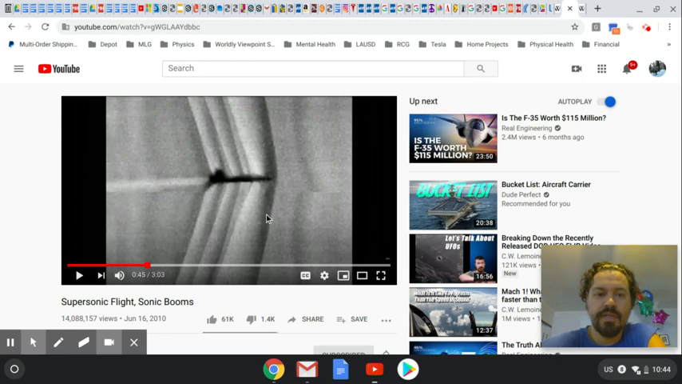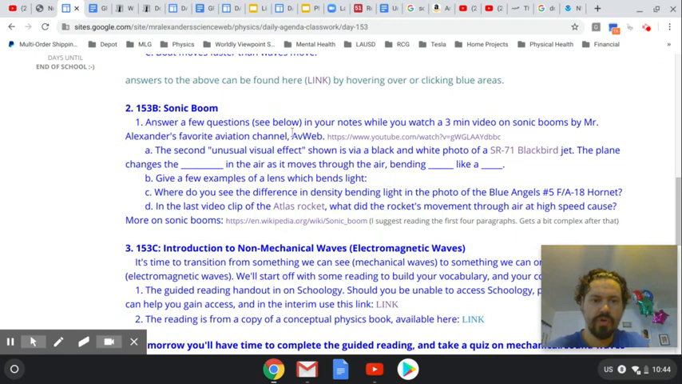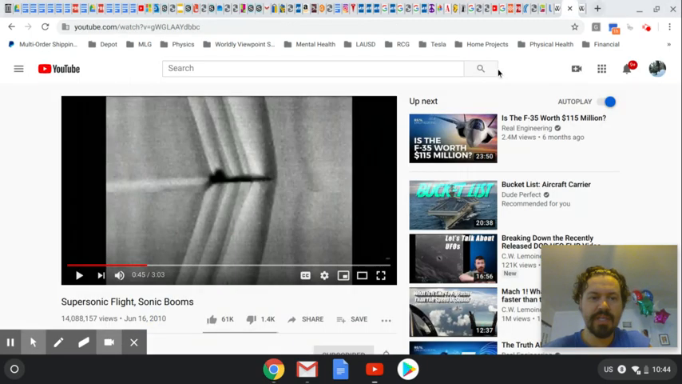All right, these are the waves showing us that. And what else? Okay, so I gave you some examples of lenses, magnifying glasses, cups of water, other bodies of water. What about the difference in density bending light in the picture of the Blue Angels number 5 Hornet? So we can see that here.